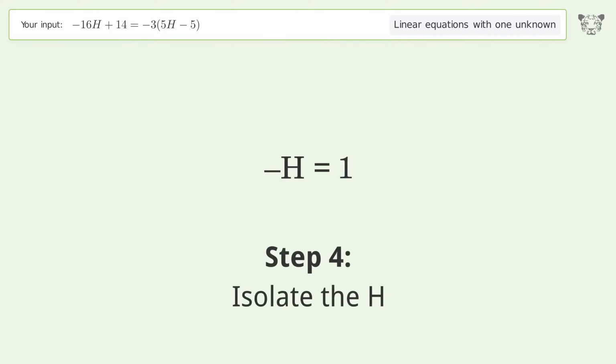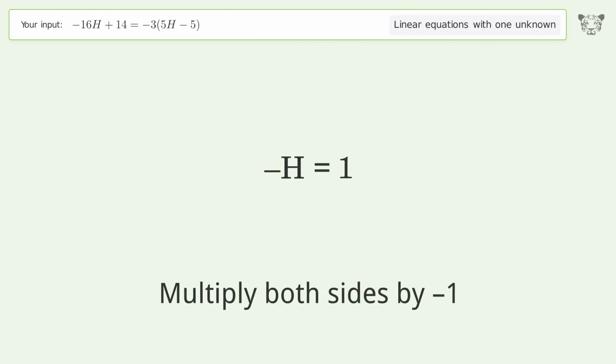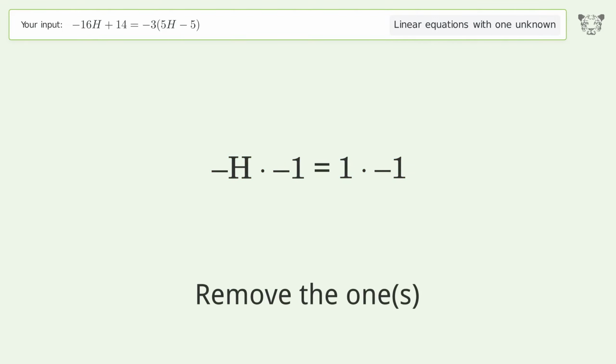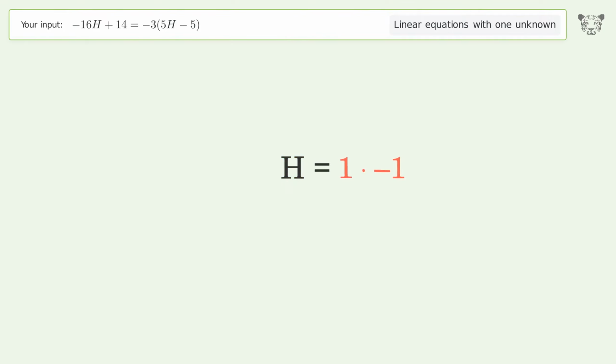Isolate the h. Multiply both sides by -1. Remove the ones. And so the final result is h equals -1.